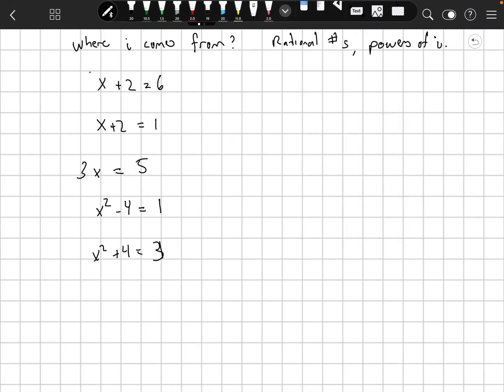In the last video, we talked a little bit about number systems and we started to introduce i. We're going to talk a little bit more about where i comes from, and we're going to look at rational numbers a little bit more closely, and then we're going to look at powers of i. So those are the three things I want to get accomplished in this video. So first of all, let's look at some of these equations.